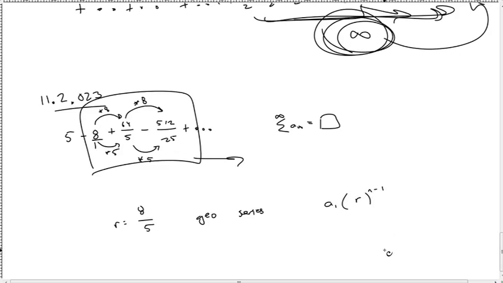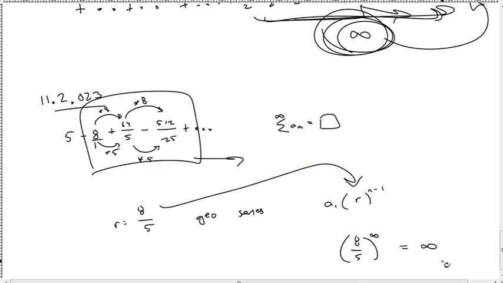And so what we're doing is taking this n that goes to infinity, and if I put this 8/5 in there, 8/5 to the infinity, notice that this is bigger than 1, and so you're basically going to get infinity out of this. It's going to diverge. And that's your answer: diverges for this one.